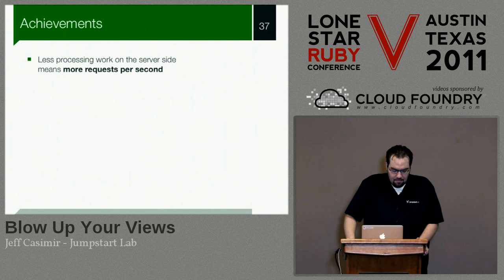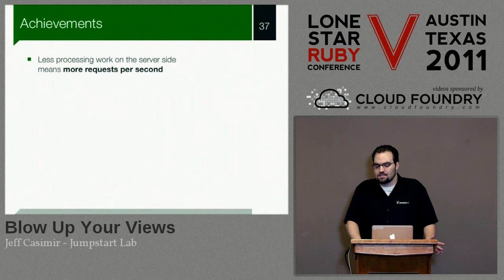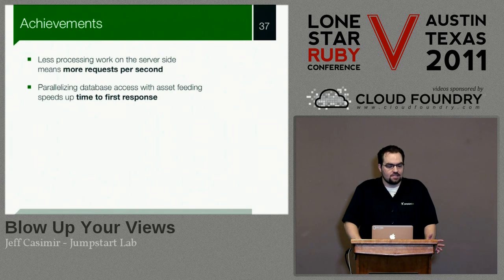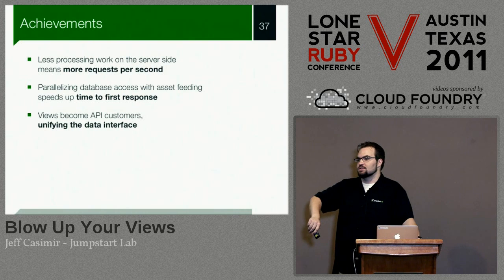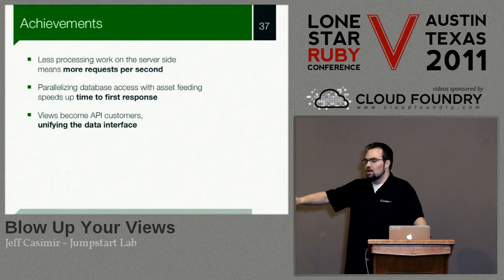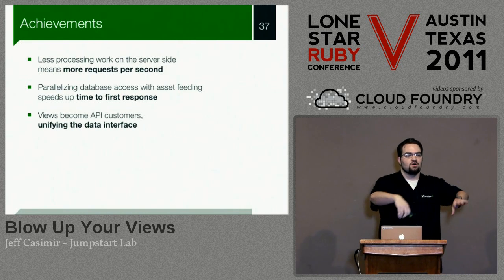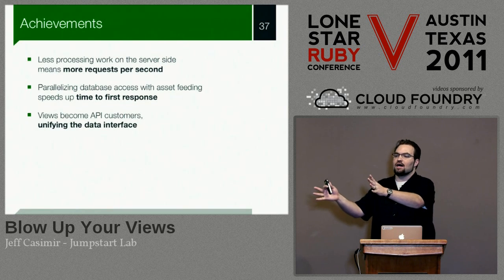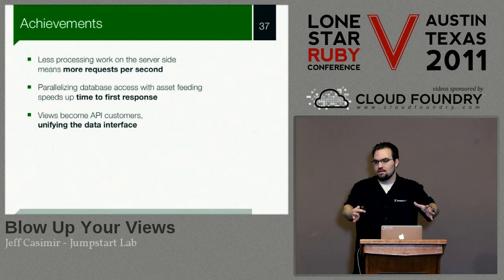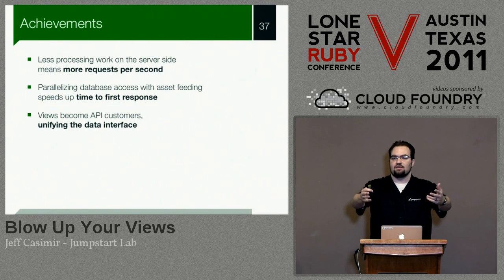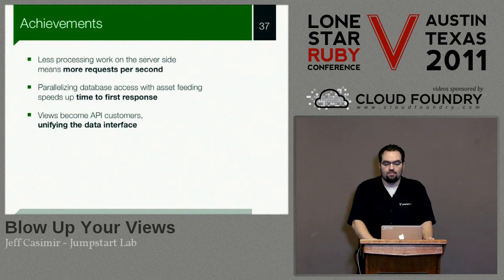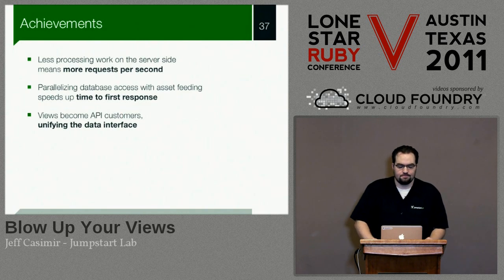If you implemented this approach, we'd do less processing on the server side. We'd have a faster time to first response. And most importantly to me, since you're treating your views as API customers, even for normal HTML people, you no longer have this divide between, oh, this is our website and this is our API. You just have API. I want less work, right? I don't like doing things twice. Why do them twice? Just provide API to everyone, and let your HTML people be API customers.